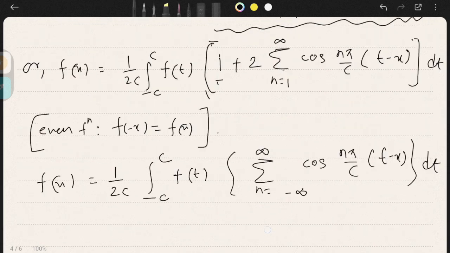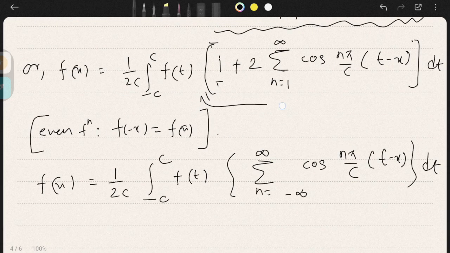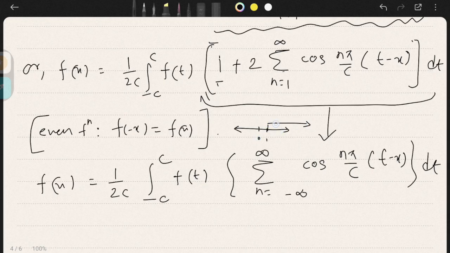For this whole term, we replaced it with this term. This was from 1 to infinity. Let's say this is a number line. Here is 0, here is 1. It was 1 to infinity and twice of it. As cos is an even function, you can also take this one and omit the 2. And cos 0 is 1, so we also included 1 at 0 here. So everything from here to here, minus infinity to infinity.